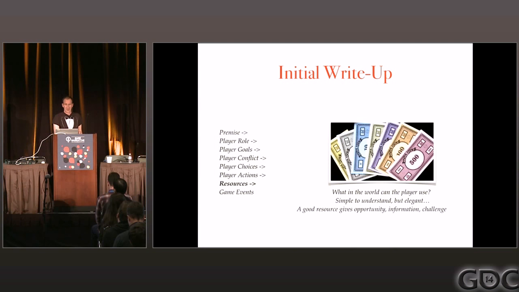Resources. So this is where you've talked a lot about what the player can do, and this is where you draw the first clear connection between your world and your player. What in the world can the player use? And these resources should be simple to understand if possible, but elegant.